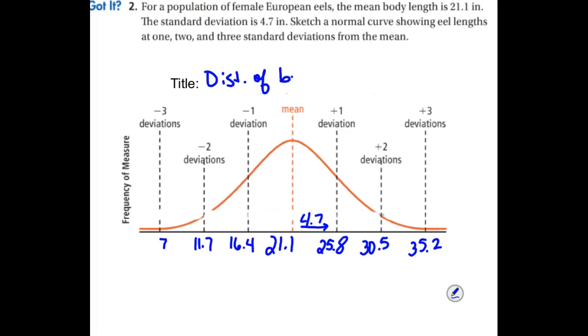Distribution of body length for... okay. All right. Questions on any of that?